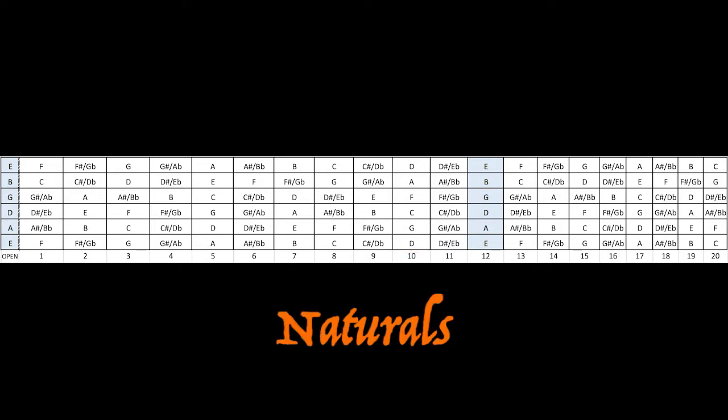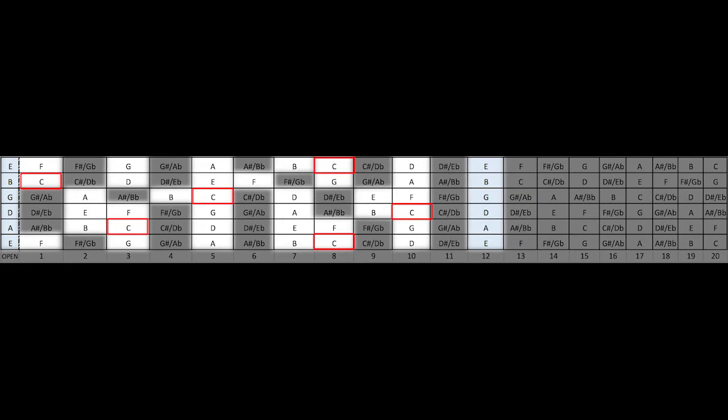Let's highlight the naturals so we can see them more clearly. If we play these notes and emphasize all the C's, it'll sound like C major. C major doesn't use any accidentals. If we were to emphasize all of the A's instead, it would sound like A minor. A minor doesn't use any accidentals either.